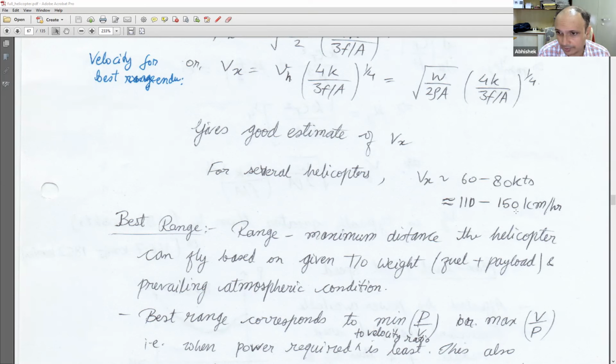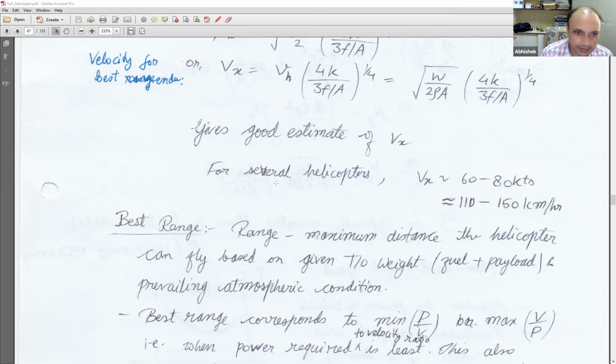It will be like the highest power condition. And they are okay around 30 to 40 km per hour, more or less. But a helicopter can easily go to 100 km per hour also. And yeah, so that's the thing. In knots, it is 60 to 80 knots for a full scale helicopter. And in terms of speed, it is 110 to 150 km per hour.